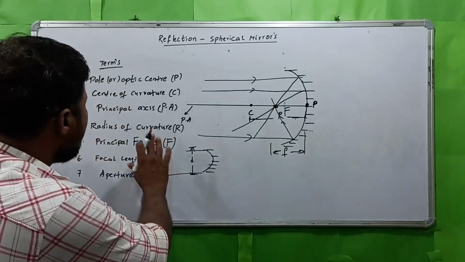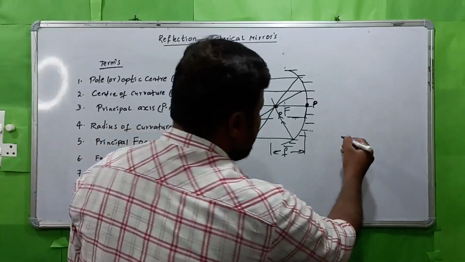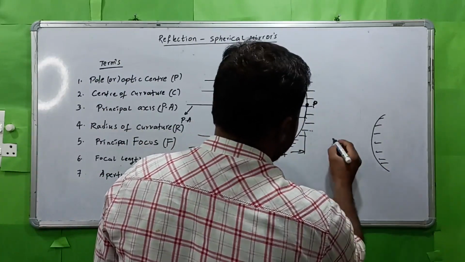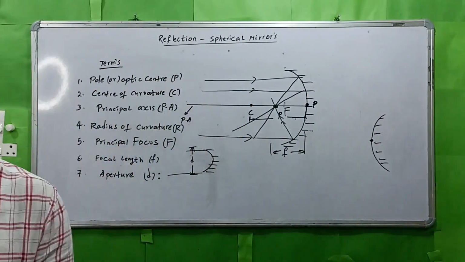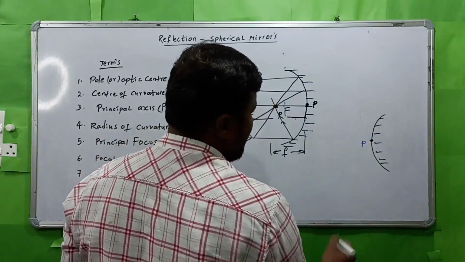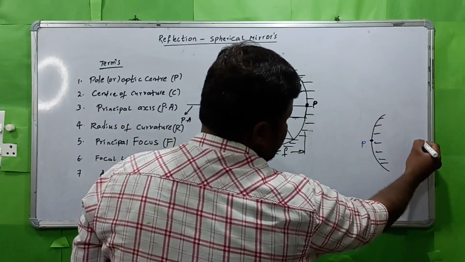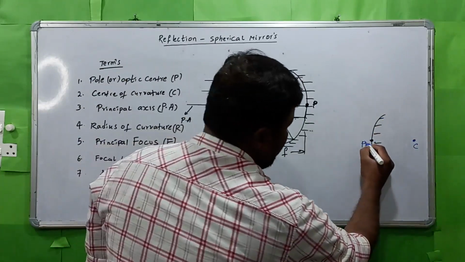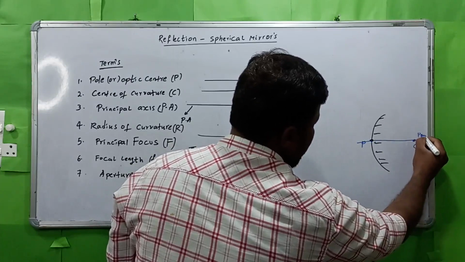Now we will observe the same terms in case of a convex mirror. Suppose I draw a convex mirror. The midpoint of the mirror is known as pole. The center of curvature, this becomes C. Principal axis, the line joining P and C, is the principal axis.